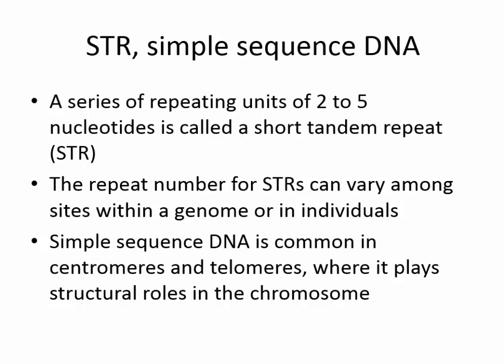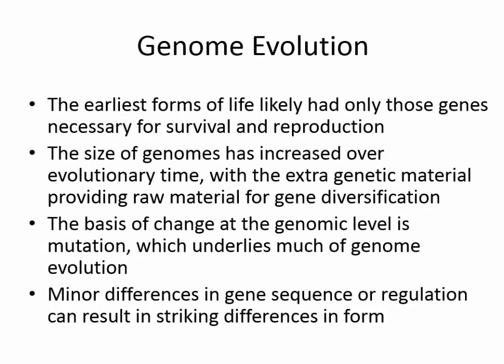Simple sequence DNA is common in centromeres and telomeres, where it plays structural roles in the chromosome. The earliest forms of life likely had only those genes necessary for survival and reproduction, and the size of genomes has increased over evolutionary time, with the extra genetic material providing raw material for gene diversification. The basis of change at the genomic level is mutation, which underlies much of genome evolution. Minor differences in gene sequence or regulation can result in striking differences in form.